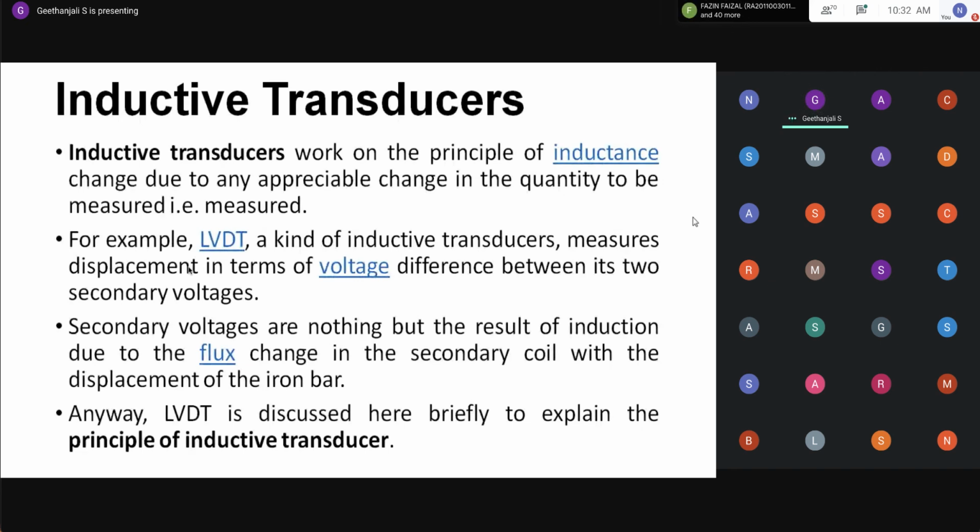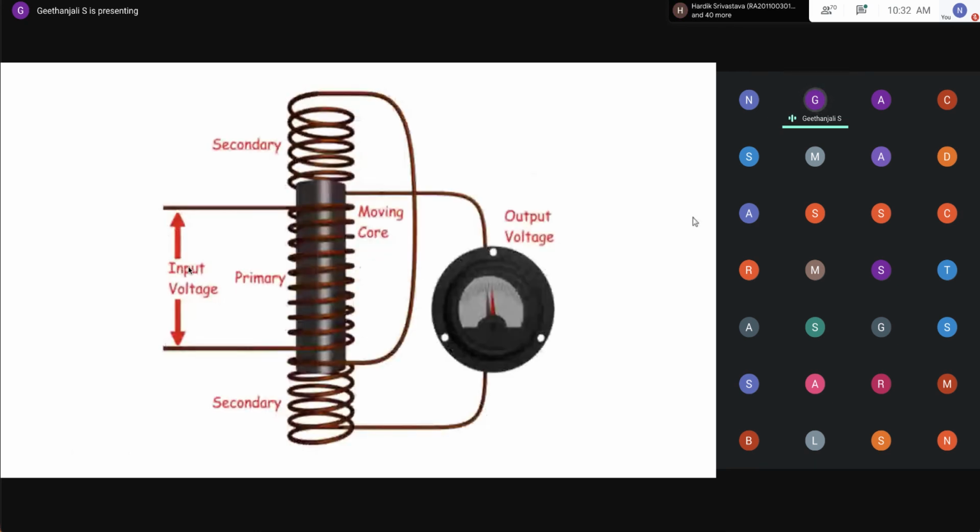Anyway, the LVDT is discussed here briefly to explain the principle of inductive transducers. How we obtain this displacement in the LVDT is by the inductive property. Because of the inductive property, there is a displacement in the LVDT. The displacement is converted to the voltage, that is the electrical quantity. The displacement is the non-electrical quantity. Voltage is the electrical quantity.